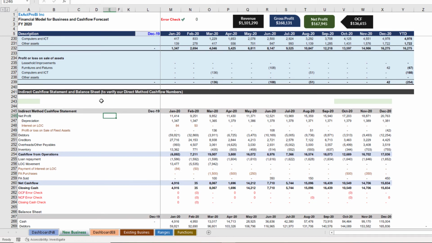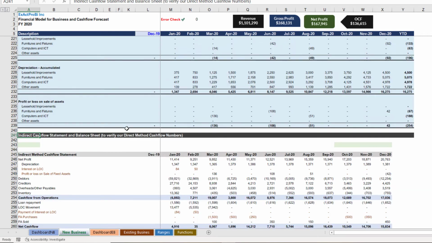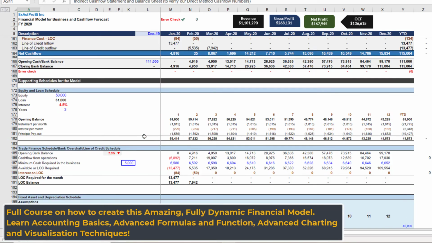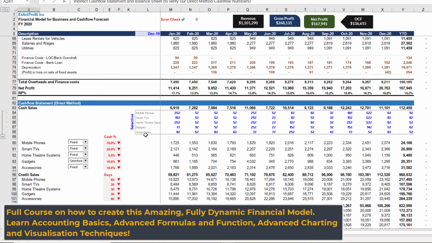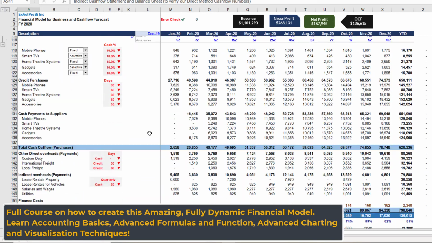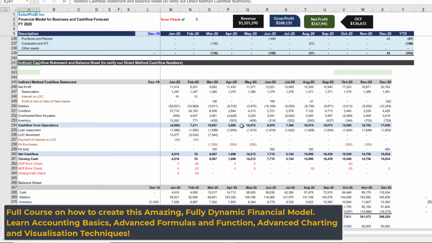Now next we have a schedule for indirect cash flow. Now in my course I have explained there are two methods of cash flow preparation in finance and accounting. One is direct method and one is indirect method. The indirect method of cash flow is more logical, and also it goes hand in hand with the accrual base of accounting, right?